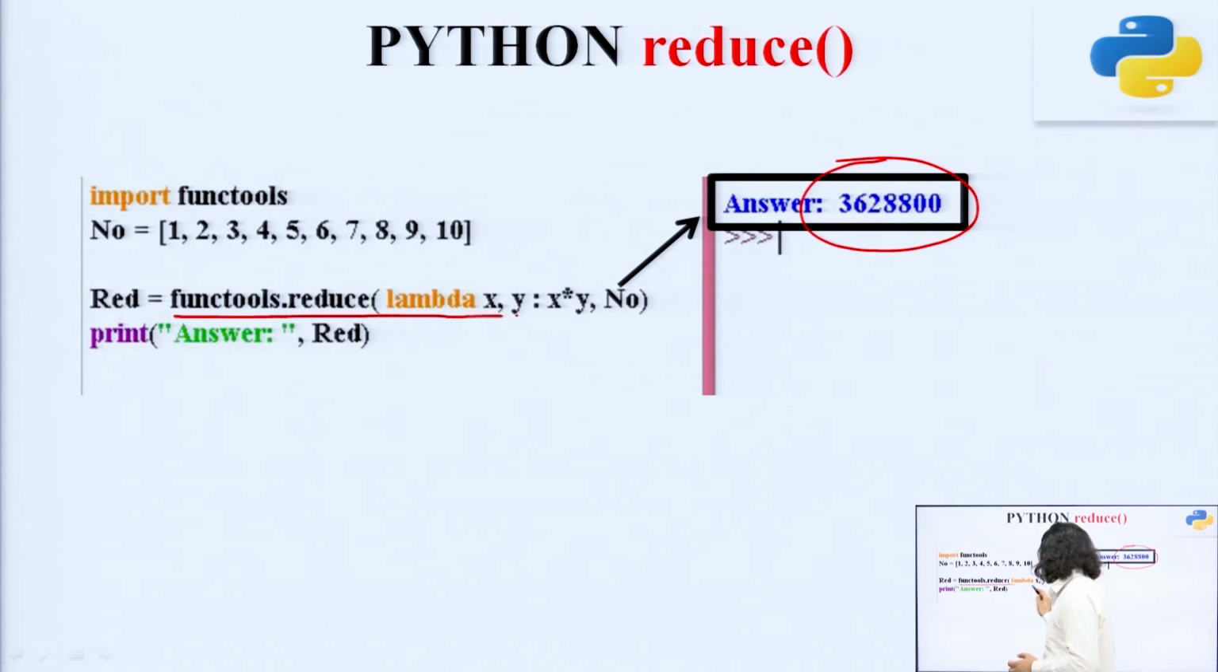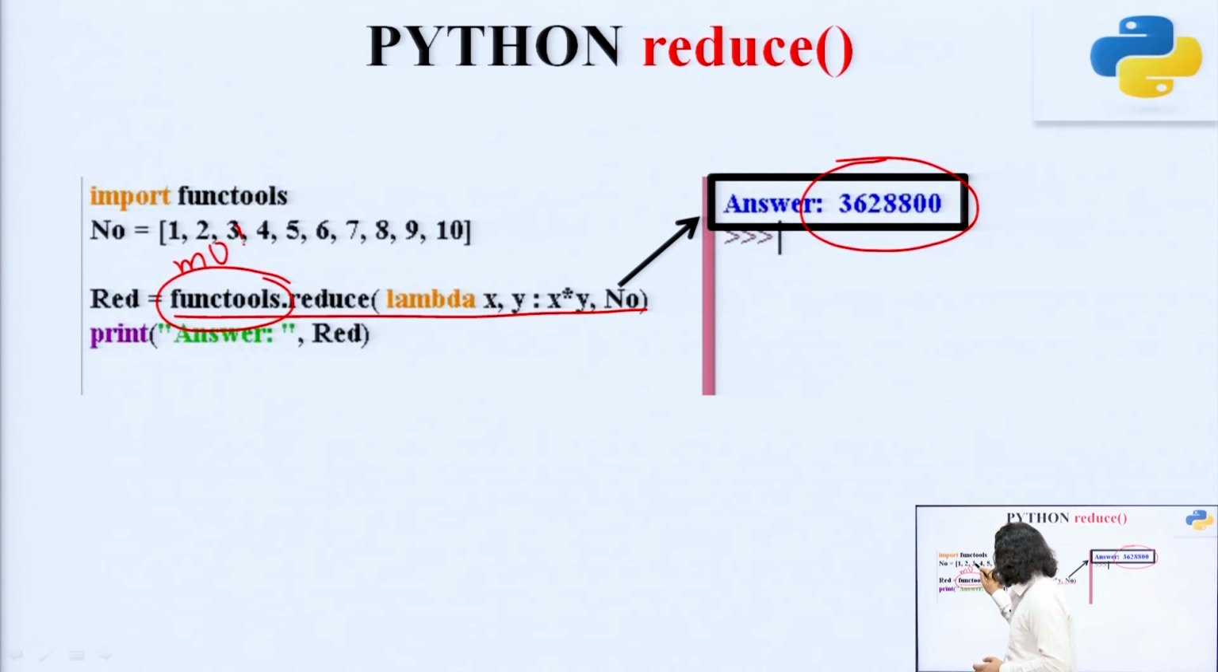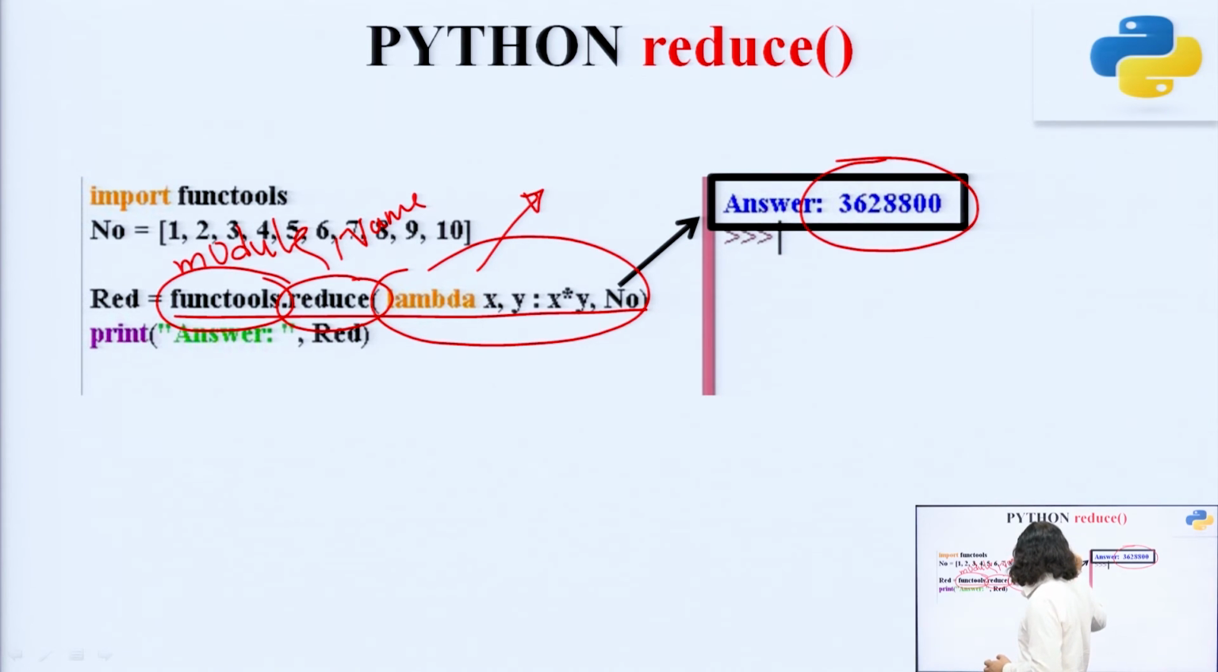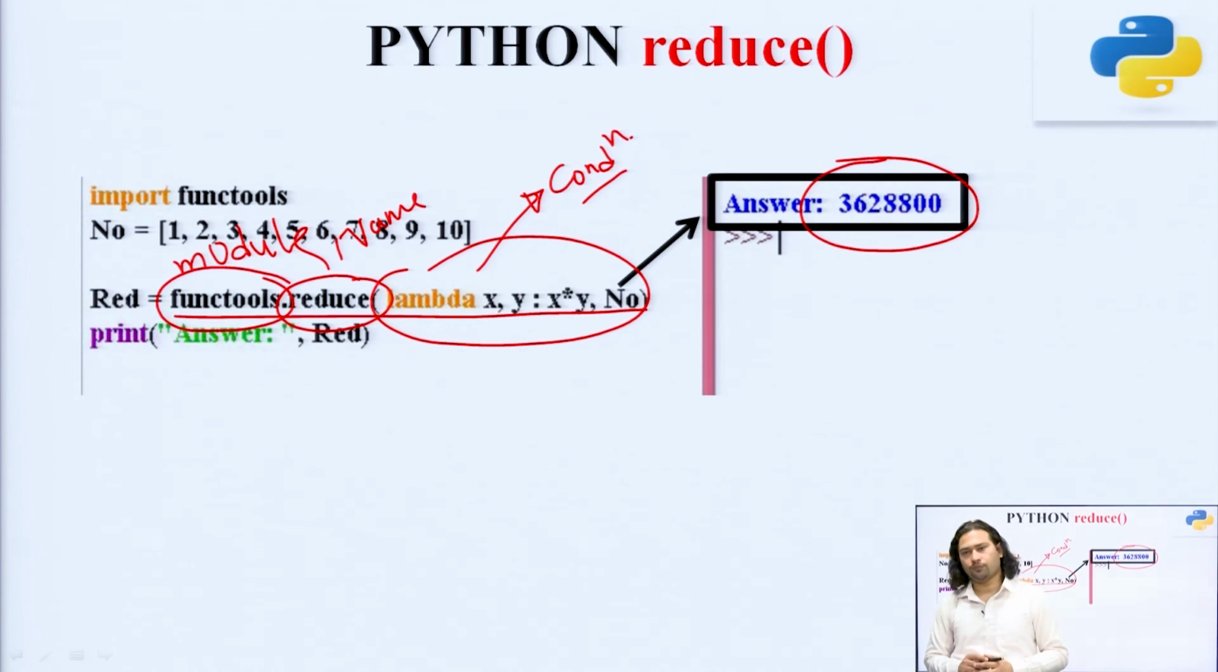Now, look at the statement. Functools is your module from where we are importing it, followed by reduce, that is the name of your function, followed by the parameter. The parameter is taken as the condition of reduction, that means here the condition is the product. So, we are getting the product of all 10 numbers in one and storing it into a variable known as red, and you can see the answer is 3628800.